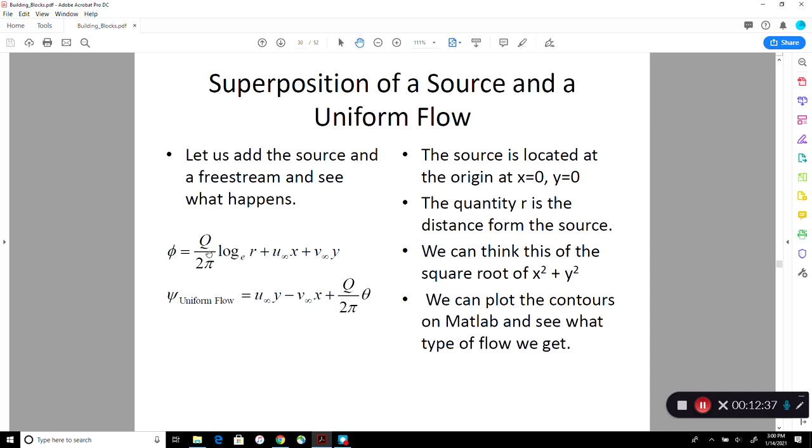This is the building block for source or sink. This is the building block for free stream velocity.